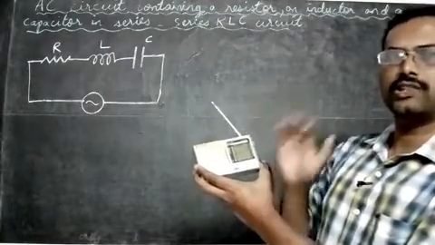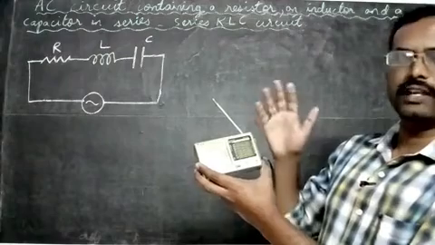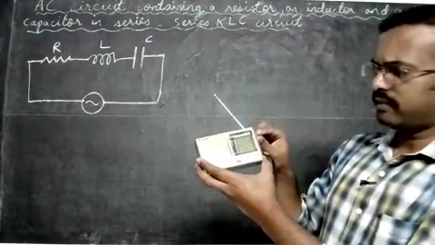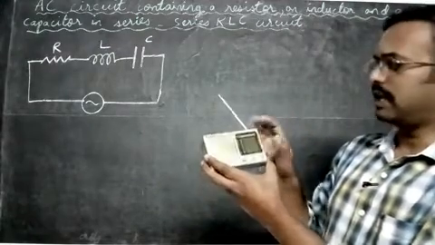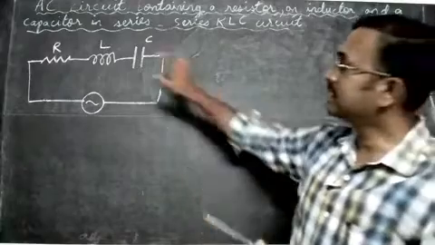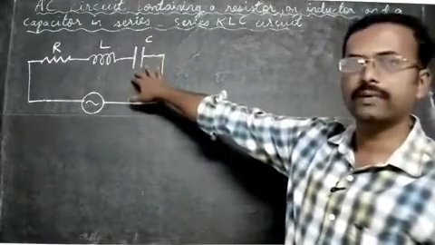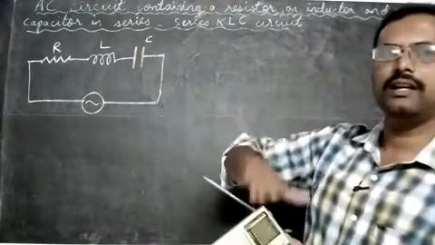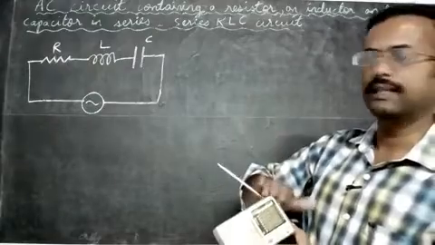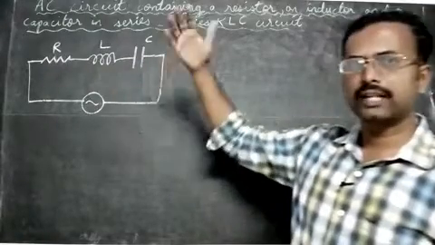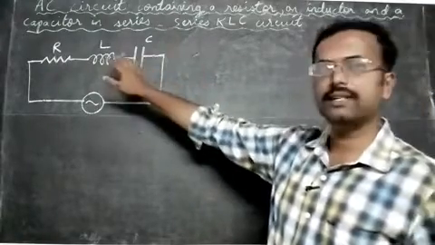For example, FM stations, there may be 5 or 6 stations, and we have to select only one by turning the knob. When you turn the knob, inside there is a capacitor. The same circuit is there. It may be a series circuit or a parallel LCR circuit inside. Parallel circuits we will study at higher levels. Now we are learning the series LCR circuit.